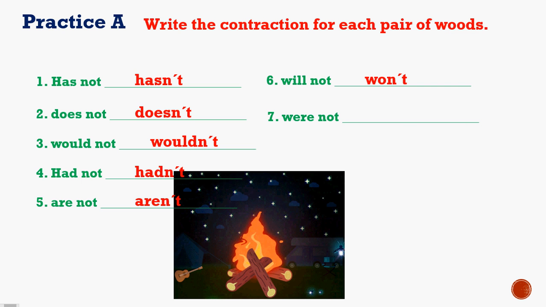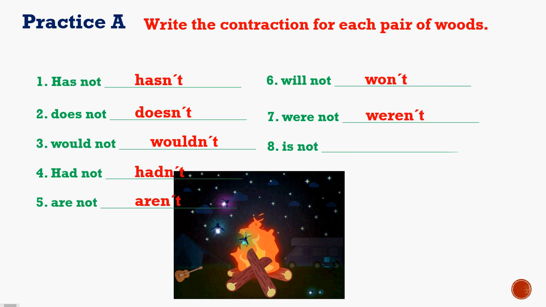Number 7. We have we're not. And the answer is, good job, weren't. Repeat with me, guys. Weren't. Okay, good job. Number 8 is is not. The answer over here is isn't. Repeat with me. Isn't. Okay, good job.